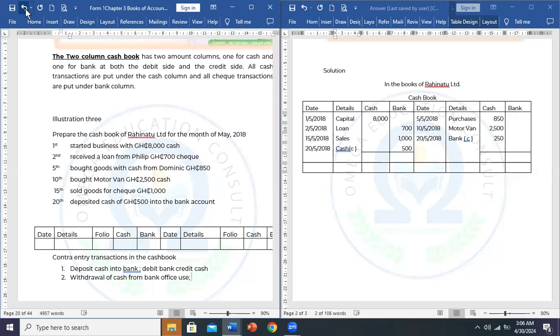In that case, you are going to debit cash and credit the bank. You are crediting bank because the money is coming from bank. Bank is paying to cash. I hope it is well understood now when you come across these kinds of contra transactions. Any question before we move on?